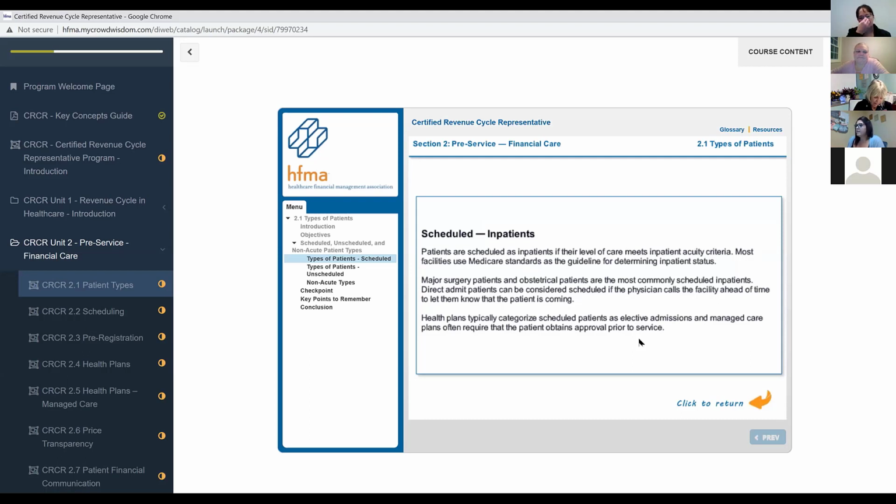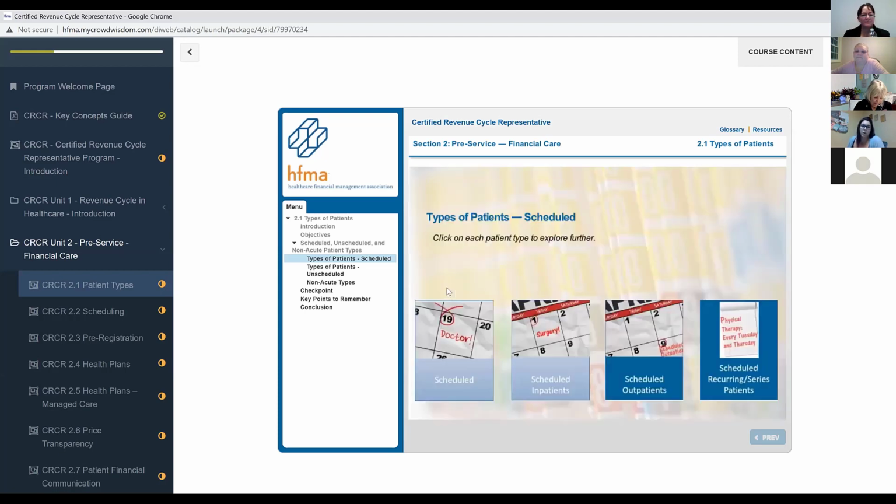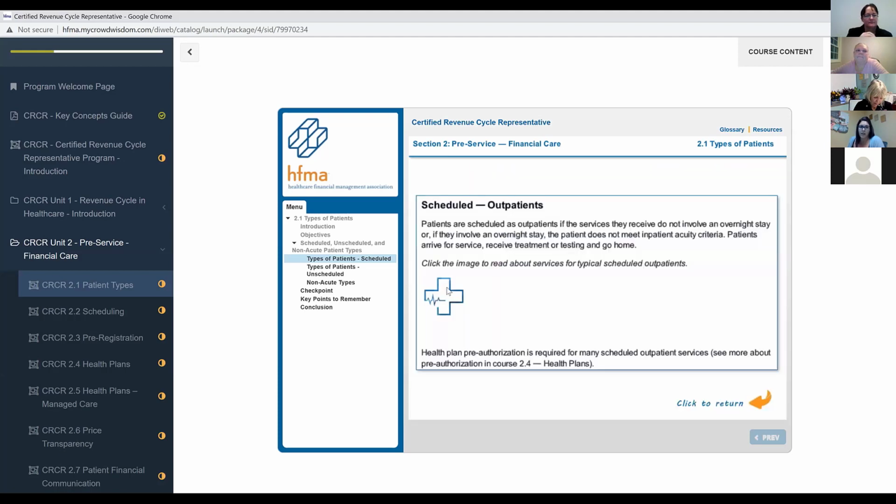Sometimes direct admission patients can be considered scheduled if the physician calls ahead of time and schedules you. So if you go to your doctor and he says, okay, we're going to send you and get you admitted to the hospital, sometimes that is considered scheduled.